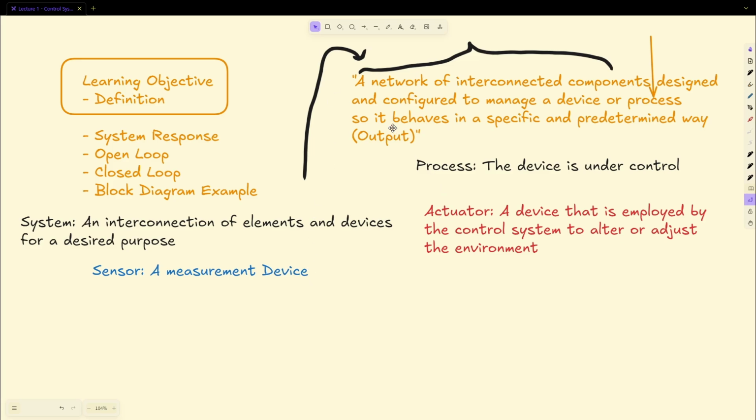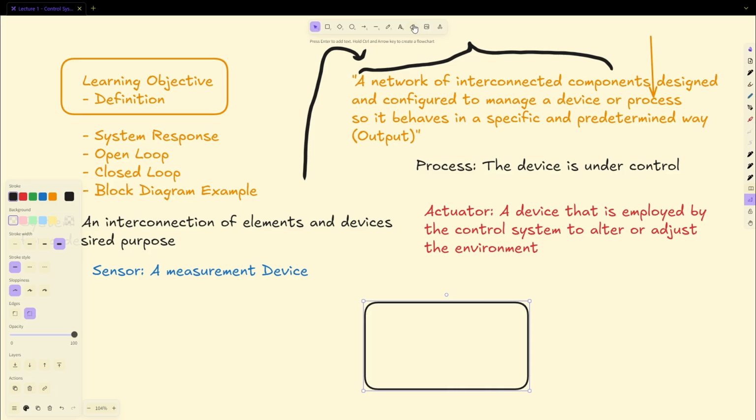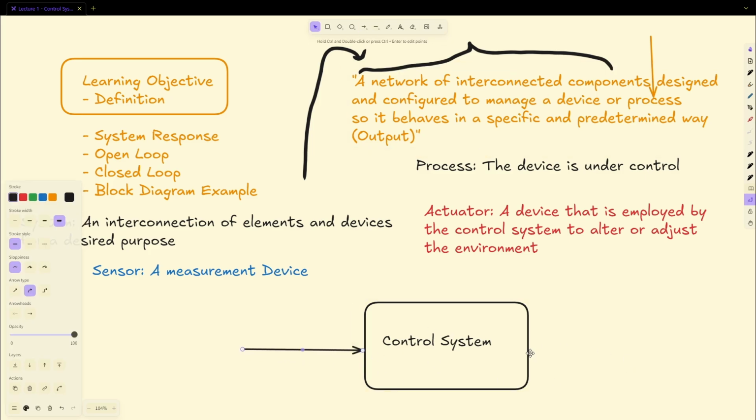Okay, so we can describe our system. This is our system that is designed to configure and manage a device or process, so there's some process going on before it behaves in a specific way, which is called the output. We can actually make a diagram to show this. Let's call this our control system. From this we have an input, and we have an output.